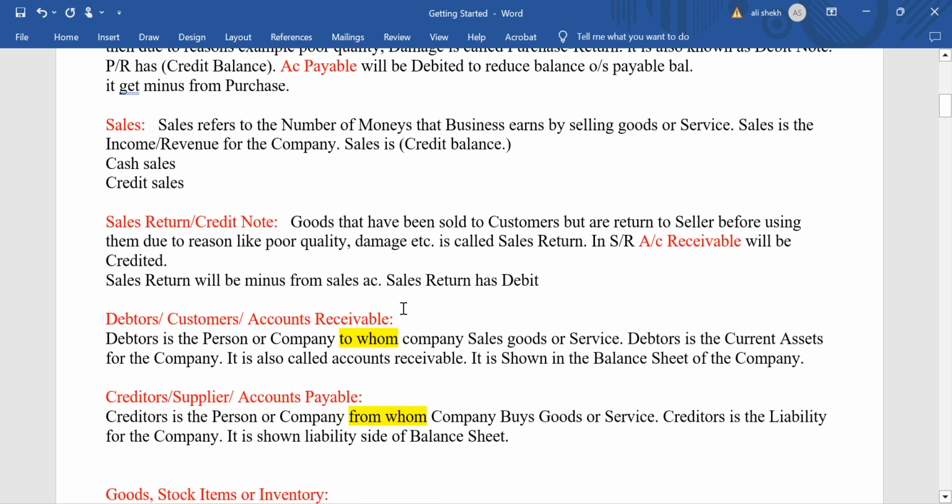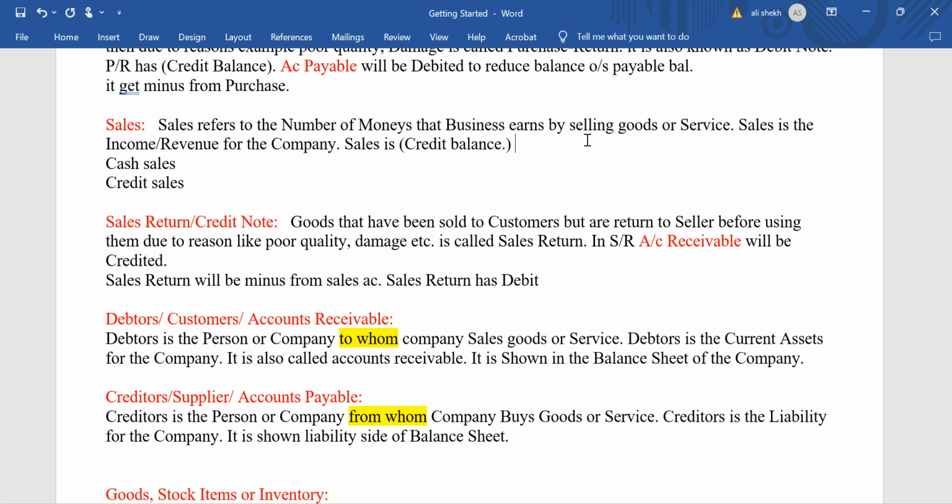Okay, next, sales. What is sales? Sales refers to the amount of money that a business earns by selling goods or services. Sales is the income or revenue for the company, and sales has a credit balance.